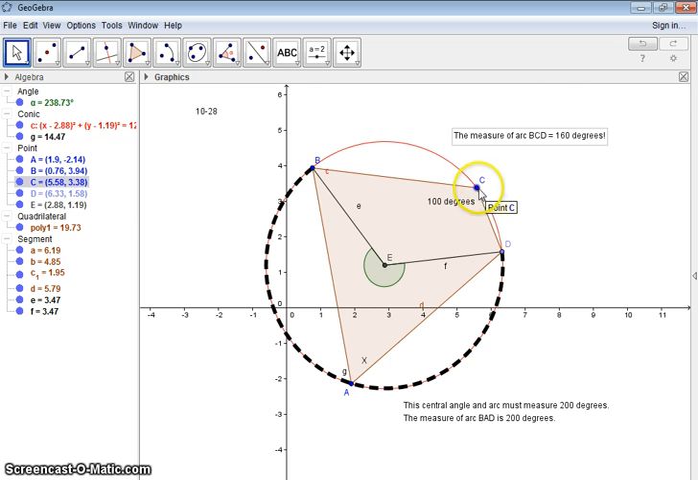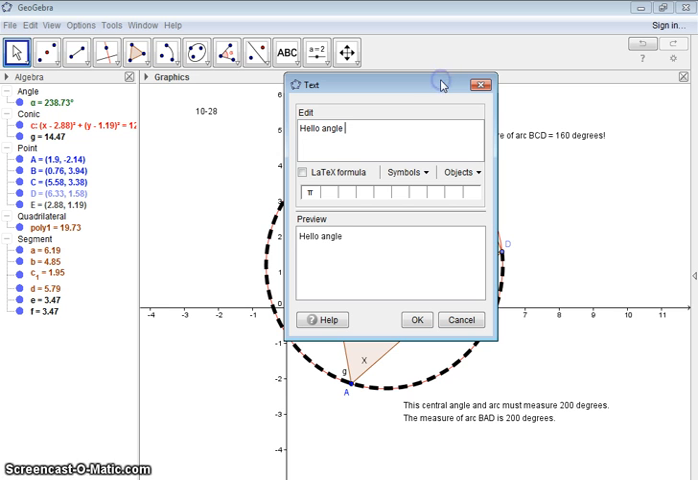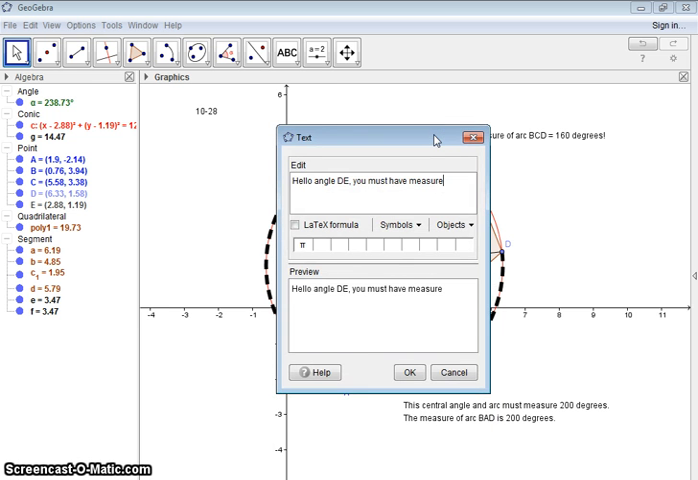Arc BCD is 160 degrees. That makes angle DEB, what's it called? DEB. You must have measure what degree? If the measure of arc BCD is 160, then the measure of the central angle is 160. That will help us find x.